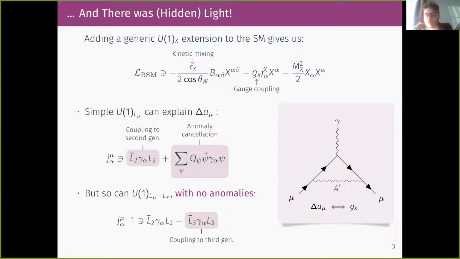So one model that is a little bit more outside the box is L_mu minus L_tau instead, which also couples with the muon and the muon neutrino, but it also couples with the third generation, our taus and our tau neutrinos. And this here is the main difference between the two models: the mu minus tau doesn't actually require any additional field content. It comes with no anomalies. And this looks particularly elegant to explain something like the muon anomalous magnetic moment.